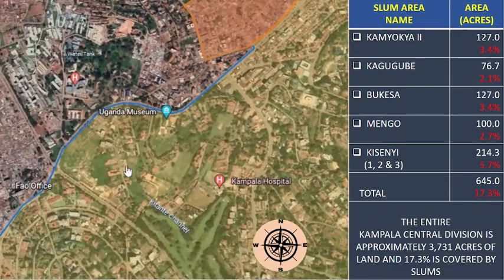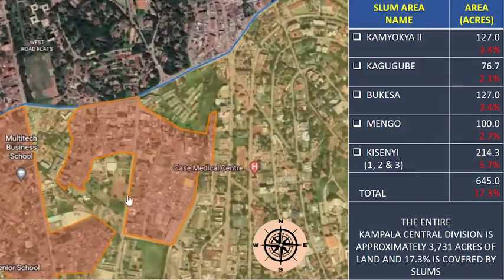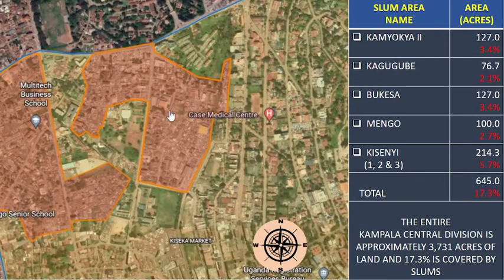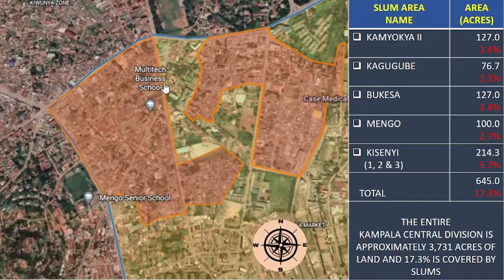As you go to the west of this Kampala Central Division, we come across Kagugube slum area. Kagugube slum area is a little bit ambiguous in its boundaries. Currently, as per this map, it is covering 76.7 acres of land. This too has been increasing. In fact, in 2014, this was tagged at about just 56 acres of land. So next to it, we do have Bukesa slum area.